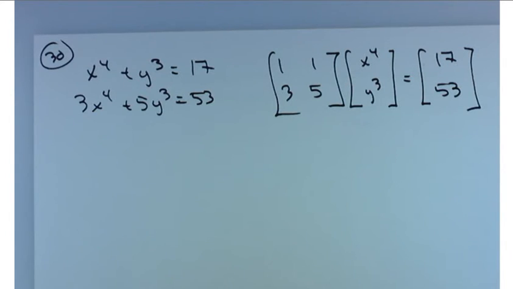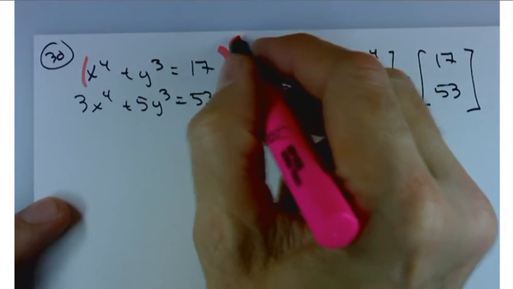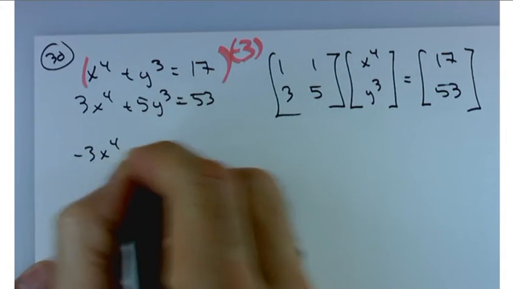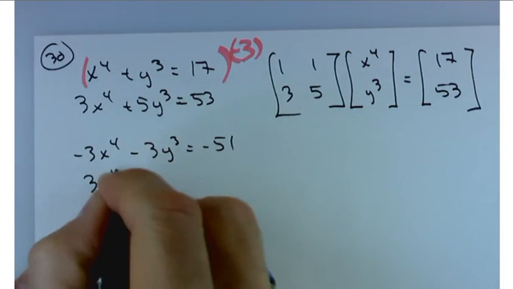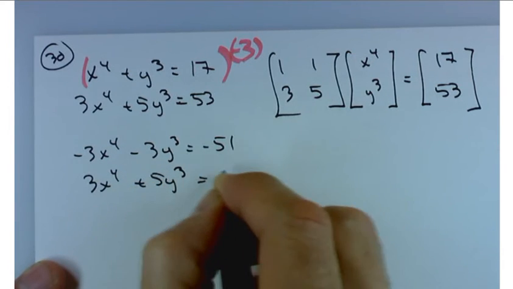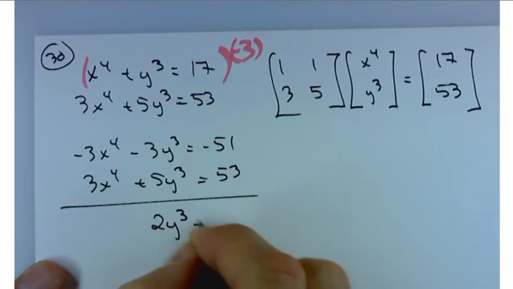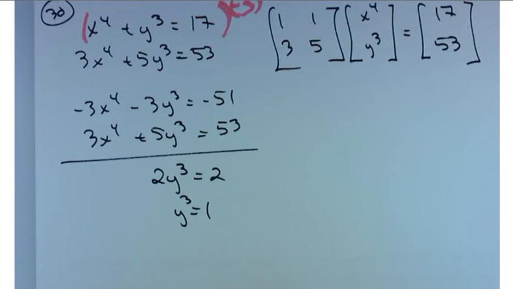I'll point it out. Let's actually do it kind of more of a traditional approach, what I would expect most of you to do. And that would be to multiply the top equation by what? -3. So we'll do the addition method. Top equation by -3 gives me -3x to the fourth minus 3y cubed equals -51. So we end up with 2y cubed equals 2. So y cubed equals 1.